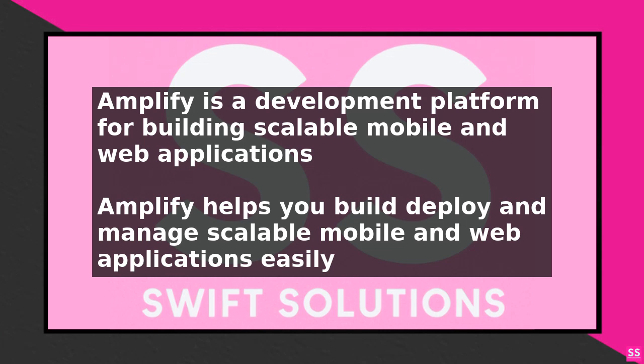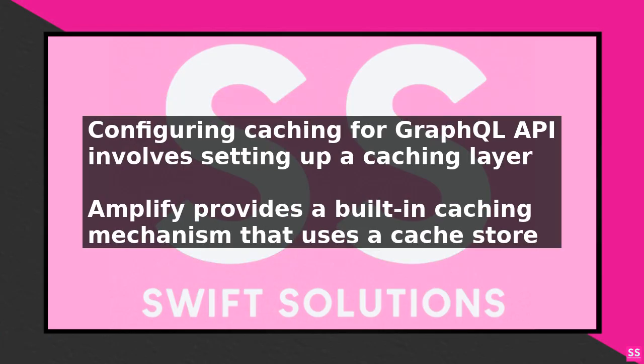The first step in configuring Amplify GraphQL API caching is to set up Amplify in your project. This involves installing the Amplify CLI and initializing Amplify in your project. Once you have set up Amplify, you can create a new GraphQL API using the Amplify CLI. This will generate a schema for your API and create a new GraphQL API in your Amplify project.